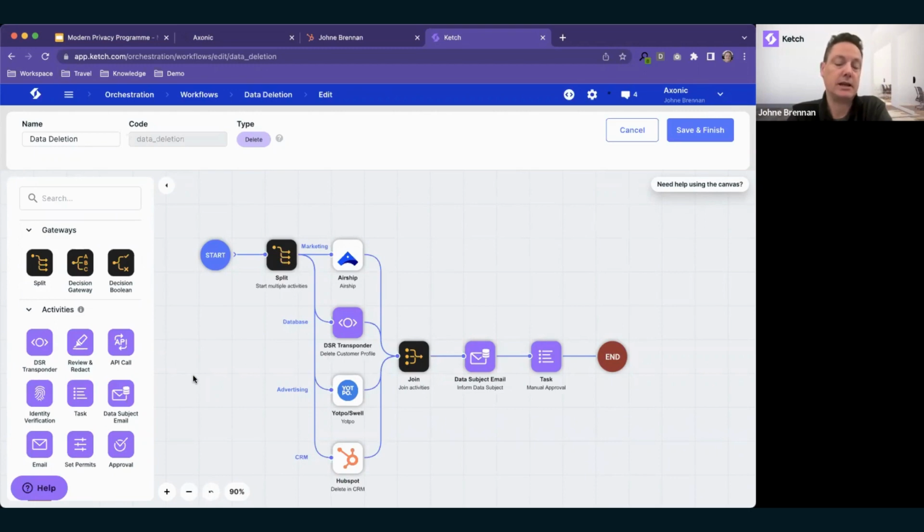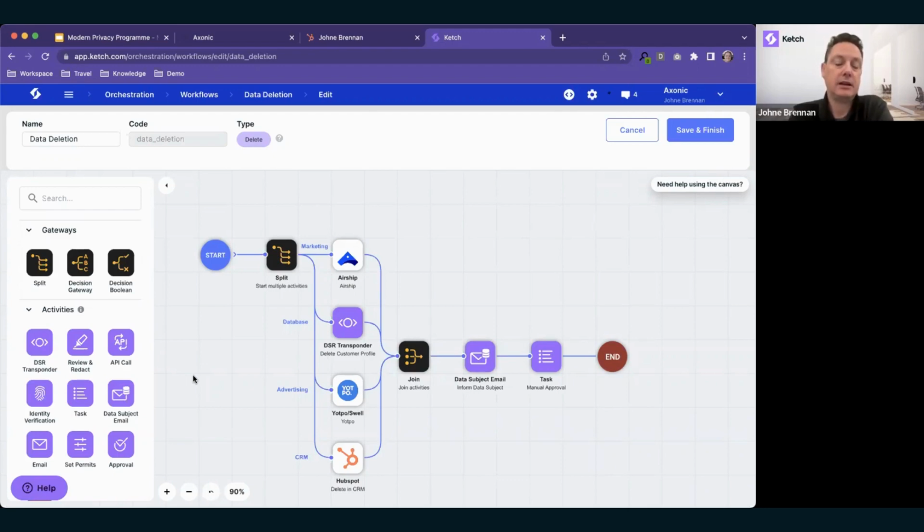Another mechanism for identity verification is connecting to some third-party services that we have partnerships and integrations with, where they may ask more clarifying questions. For example, here are 4 addresses, which one have you lived at in the last 4 years? So it gives a little bit deeper type of verification.